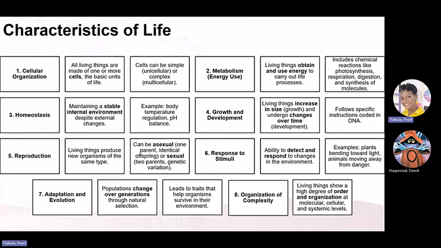Did you get that? So we have 8 characteristics of life. Number 1 is cellular organization. Number 2, metabolism. Number 3, homeostasis. Number 4, growth and development. Number 5, reproduction. Number 6, response to stimuli. Number 7, adaptation and evolution. Number 8, organization and complexity.